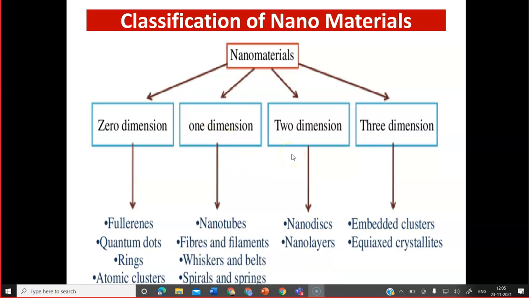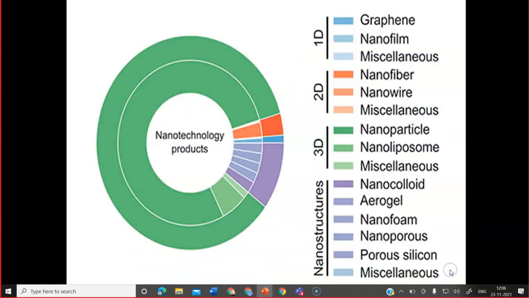Then 2 dimension means what? Nanodiscs are 2 dimensions. Nano layers are 2 dimensions. This is not there in the syllabus. Okay. Then 3 dimension: embedded clusters and crystallites. This is also not there. Only 0 dimension and 1 dimension are there. So this is the classification of nanomaterials.